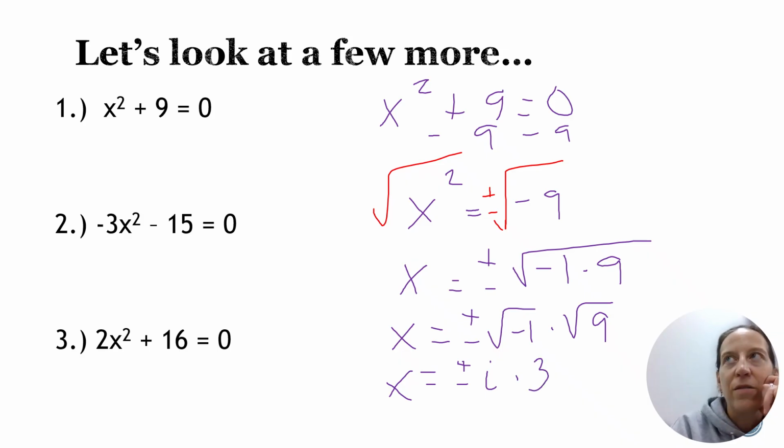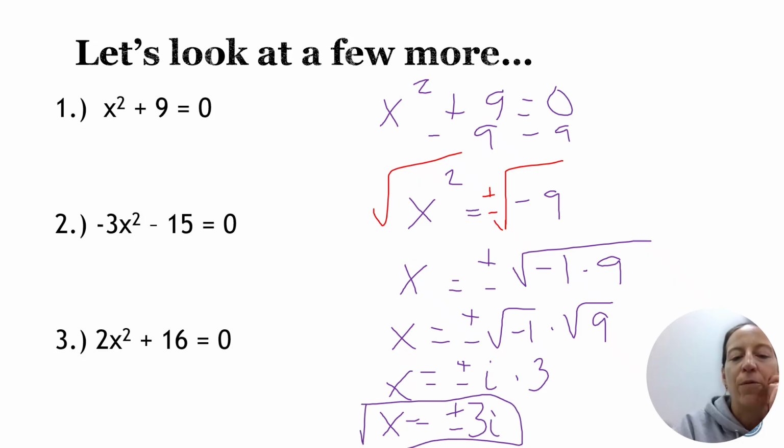Now, when there's a square root left in the problem, we will leave the i out front so that it doesn't accidentally look like it's under the square root. But if there's no square root left in the problem, then we would switch the order and write it as 3i. And that would be your answer. So x is equal to plus or minus 3i. In other words, we're getting an imaginary number for our answer.